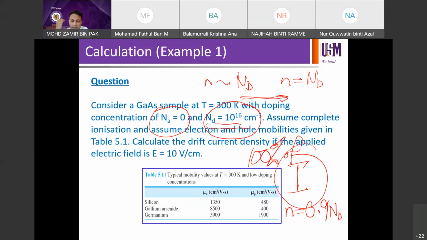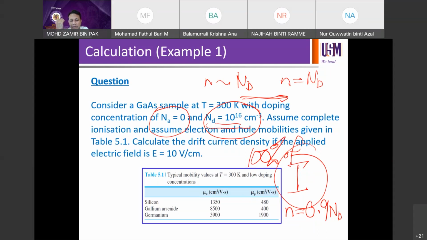Unless otherwise stated, you can assume that it's always 100% ionized. Unless I say it is 80% ionized, then you have to multiply 80% with 10 to the 16. So that's the important assumption that you shouldn't miss at all. Now assuming 100% ionization, I'm not talking about drift yet, even though this one is for drift. I'm still talking about the previous concept so that everyone is on the same page. Your N is equal to 10 to the 16.